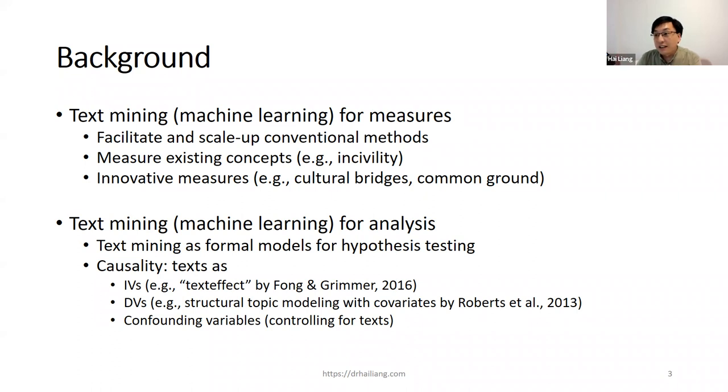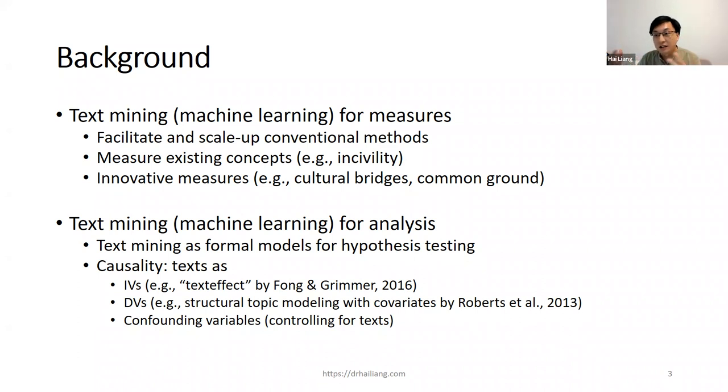But in addition to that, sometimes I call this a naive way to apply machine learning or text mining for social science research. Even when you just use them to develop new measures, you can be innovative. I'll give you an example: cultural bridges, a concept developed by Chris Bell. I'm not sure Chris Bell introduced this in his lectures, but it is a very interesting one, which combines social network analysis with text mining.